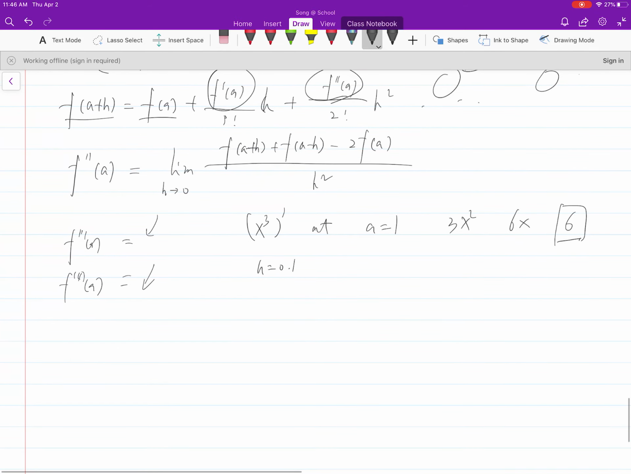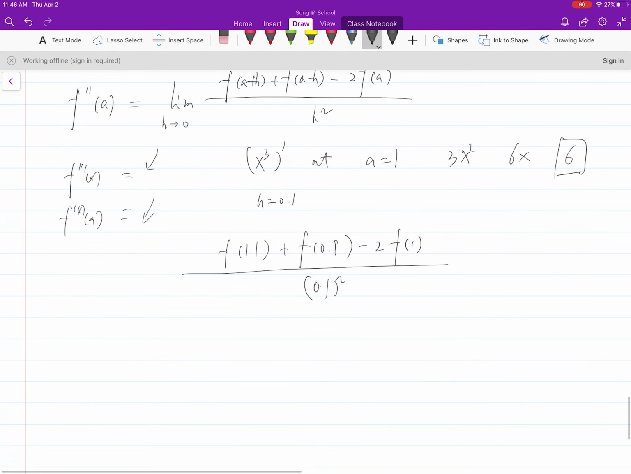Okay, but then try to do this with h equal to 0.1. That means you are going to take f of 1.1 plus f of 0.9. Actually, why don't I just do it? Minus 2 f of 1, divided by 0.1 squared, which gives you 1.1 cubed plus 0.9 cubed minus 2 times 1 to the cube, which is just 1, divided by 0.01. So let me do it quickly.